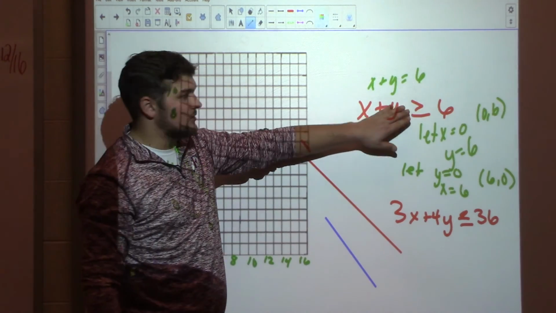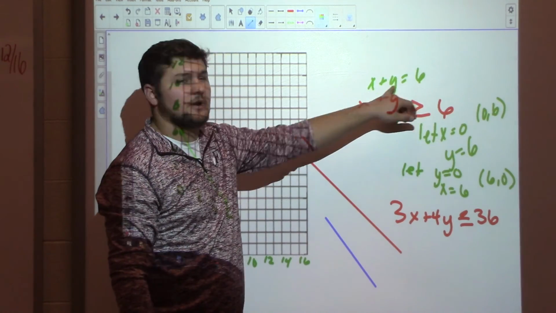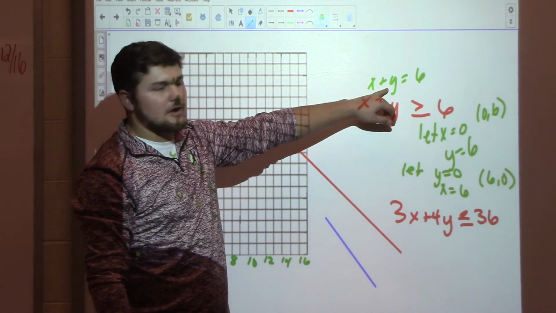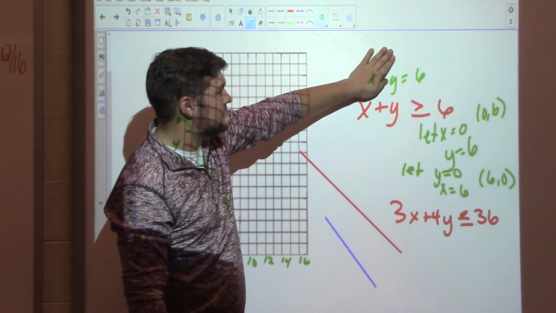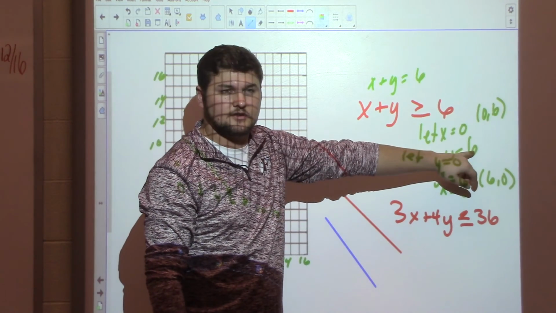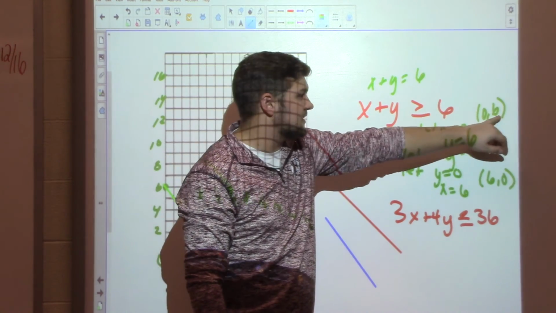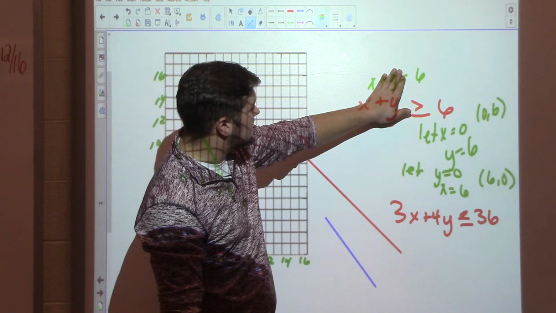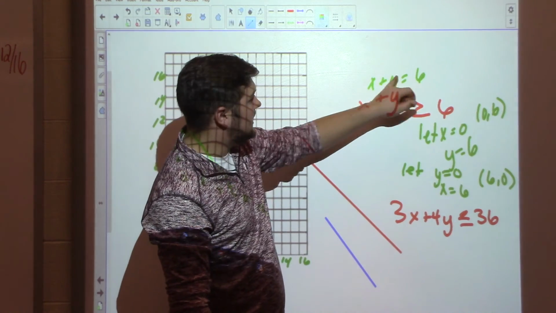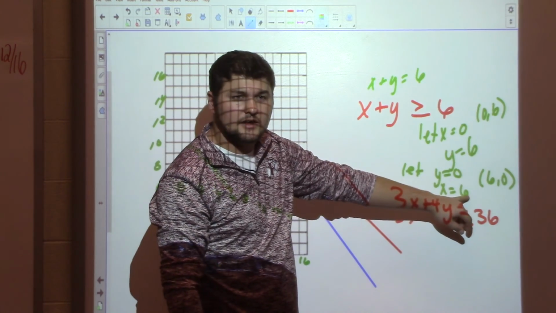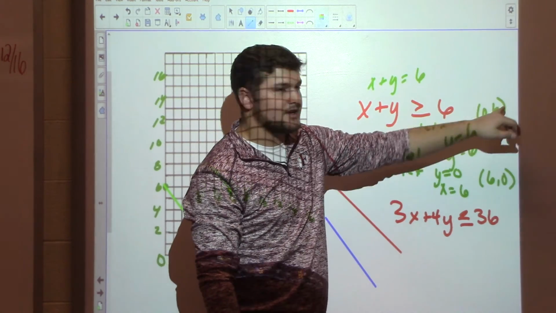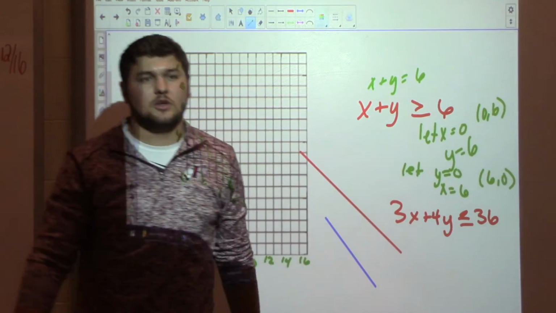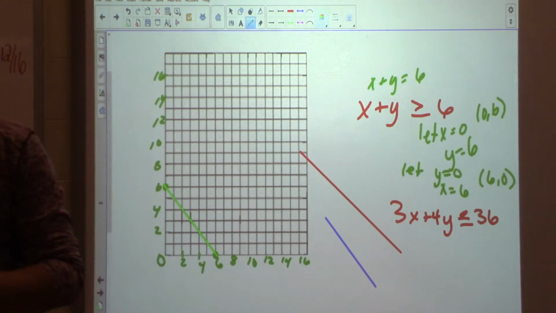No. So remember, we're looking at this inequality like it's an equation, correct? So for the cover-up, I let x equal 0. Well, if x is 0, I can just cover it up. I'm left with y equals 6. So that's my y value, 0, 6. If I let y equal 0, I can just cover it up. I'm left with x equals 6. So that's my x value. So I got 6, 0, and I got 0, 6. Right, so for the cover-up, we're looking for the two intercepts.